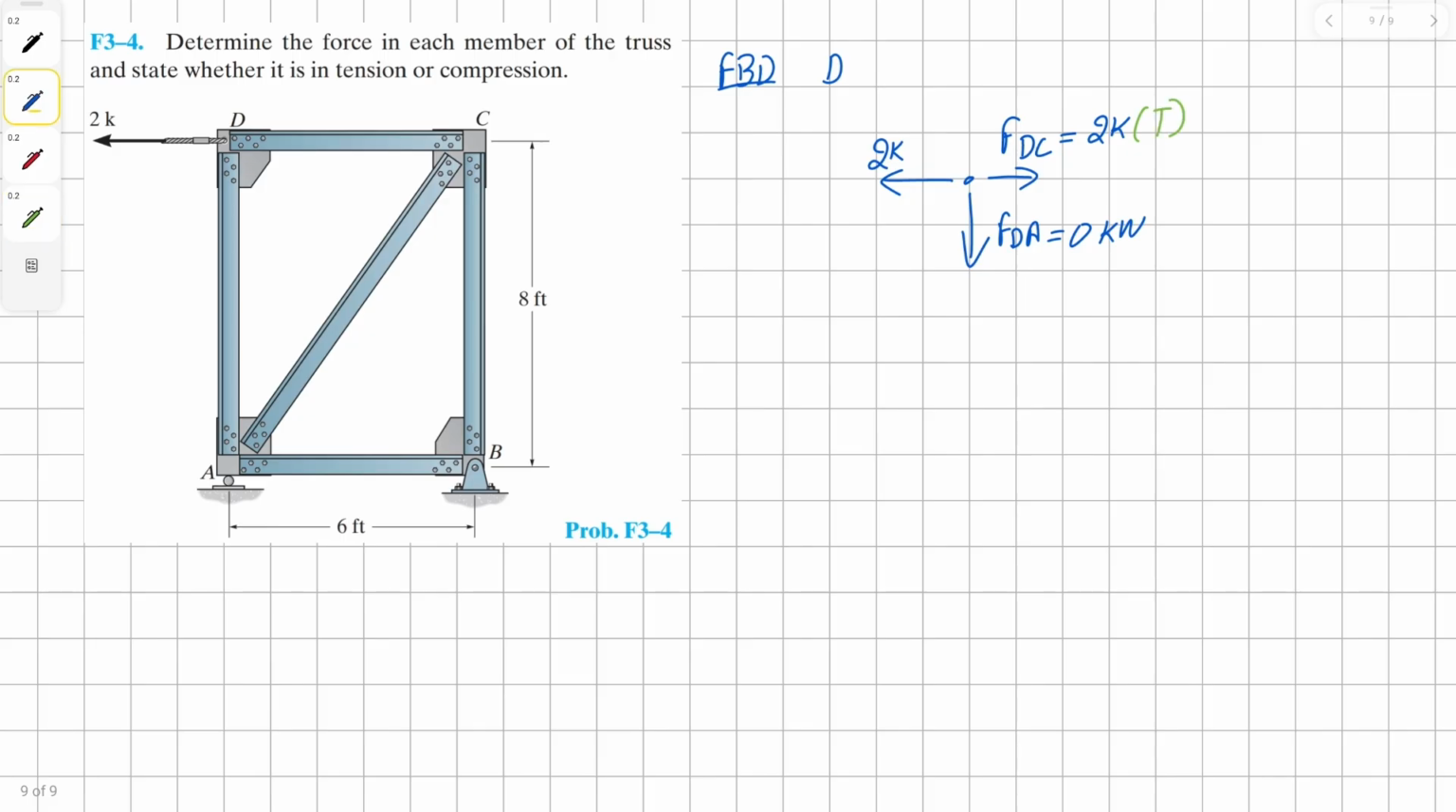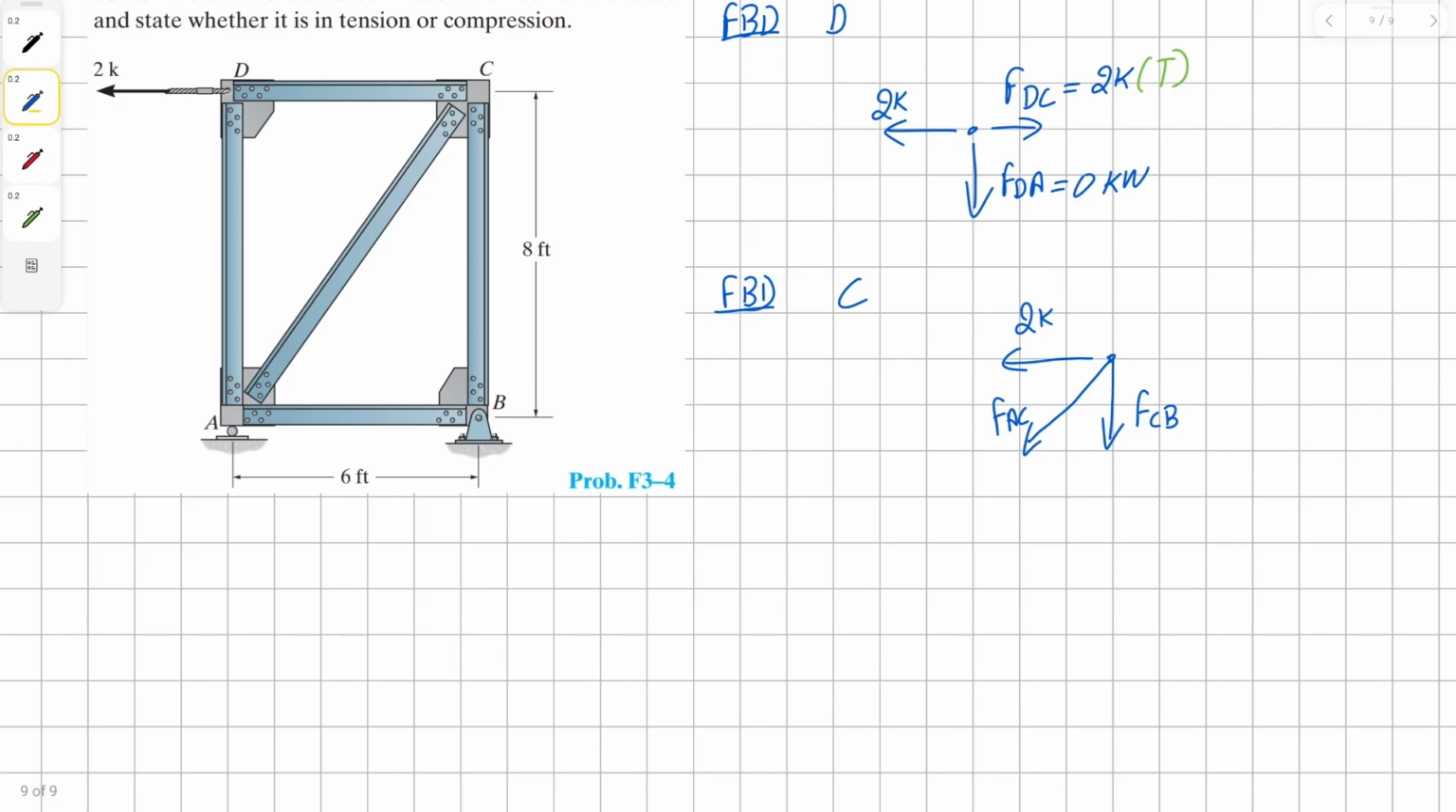Now let's get to joint C. By drawing its free body diagram, we have already determined the force for member DC, which is 2k. We have a diagonal vector force from member AC, and then we have another one from member CB. Before we proceed now, we have to determine the length of member AC, which is simply going to be square root of 6 squared plus 8 squared. Solving this, we get 10 as our solution.